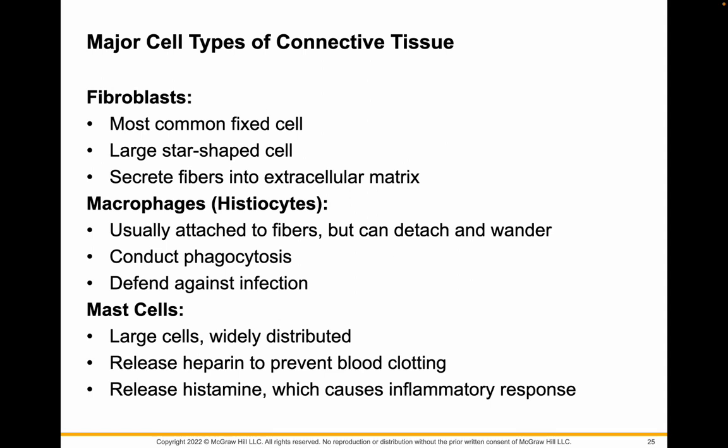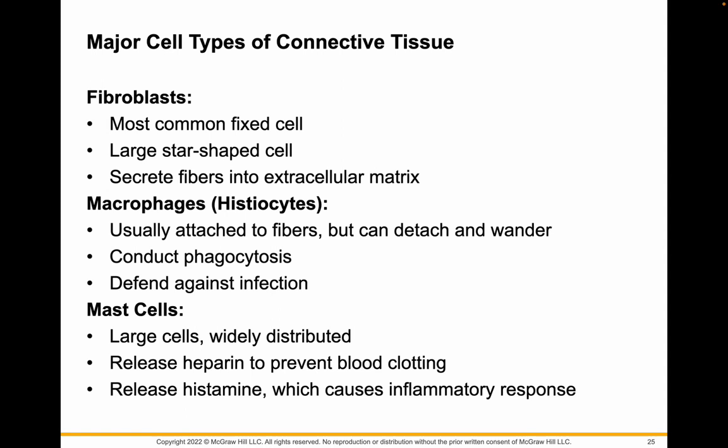And then mast cells, think of like the mast on a sailing ship, which is huge. These are kind of massive, very large cells. They're widely distributed and they do a few things. They release chemicals. Heparin is one that helps you not blood clot all the time, which is great, especially if you're a frequent flyer like me on long flights. You want heparin in your body.